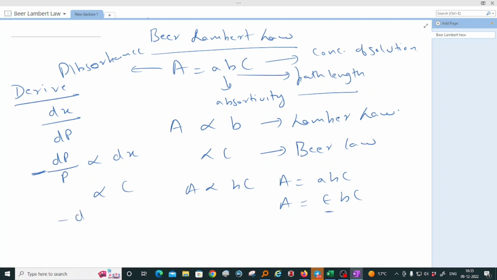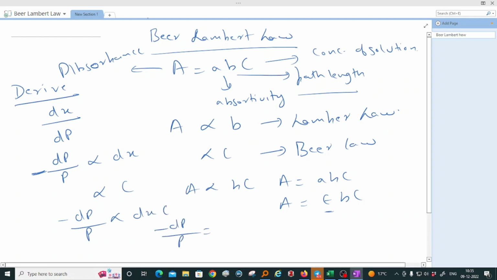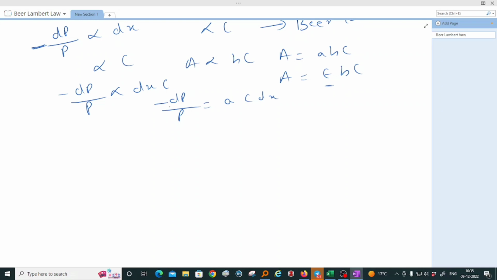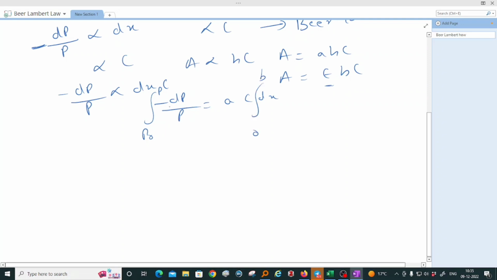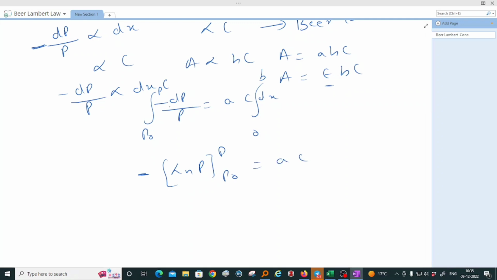So if you combine them, that is minus dp by p is directly proportional to dx into c, and minus dp by p is equal to, with a proportionality constant, a c dx. Okay, so now I have to integrate on both sides. Here I am integrating from p naught to p, and here I am integrating from 0 to b. So integrating both sides, we will have ln p, here it will be negative, from p to p naught, is equal to a c, that is x, and here it will be p0. So that way we are integrating it.